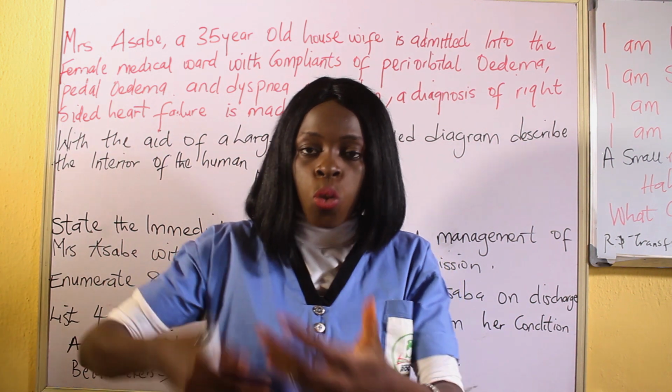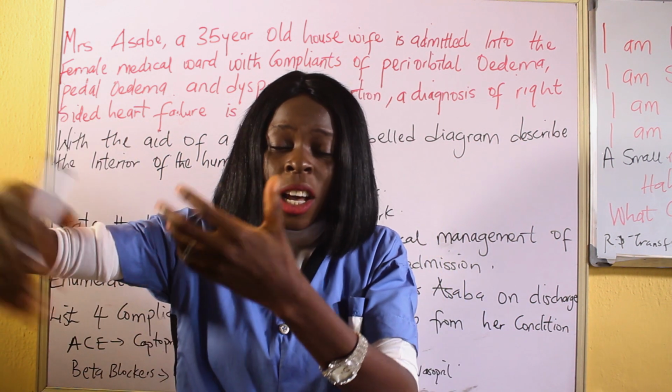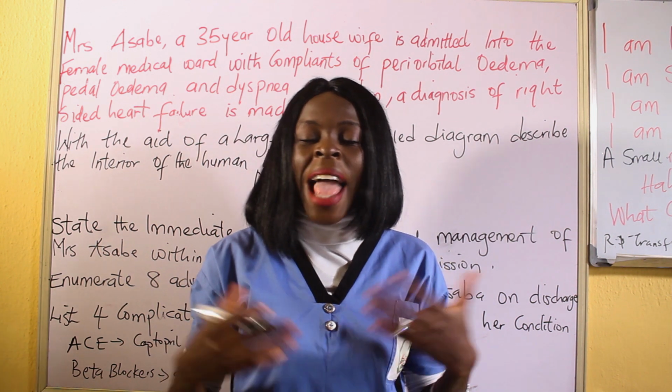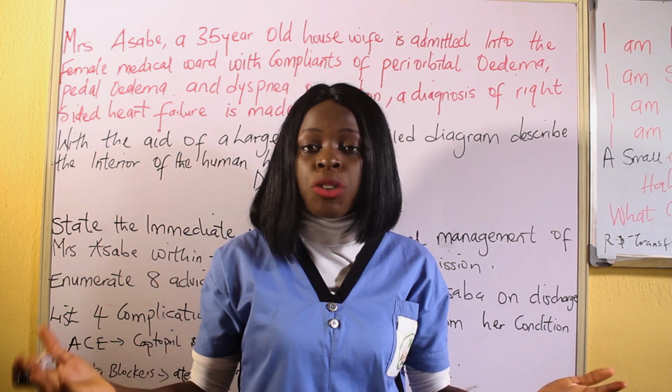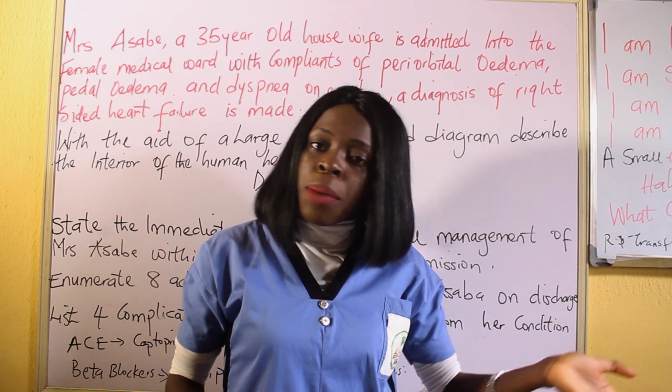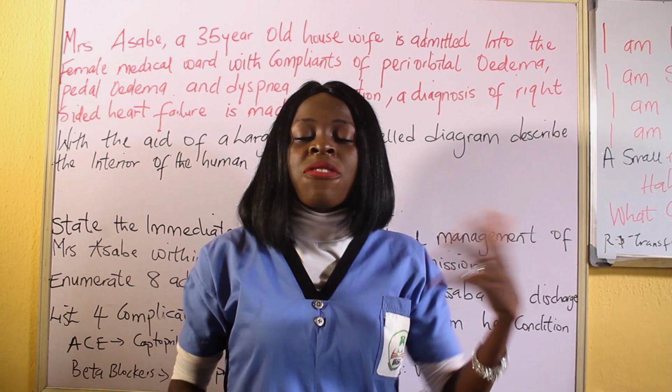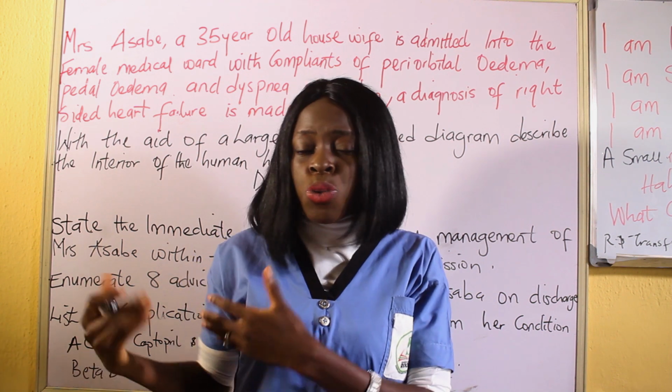Then also the last question says, list 4 complications she may likely develop from right-sided heart failure. Complications, that's the outcome, the prognosis, the dangers that are likely going to happen. So some of the complications, there may be atrial fibrillation, there may be kidney damage. If care is not taken, the function of the kidney will be impaired. There may be liver damage.